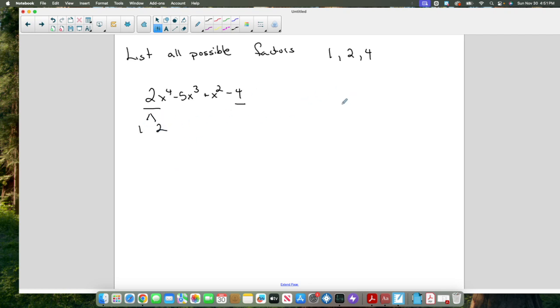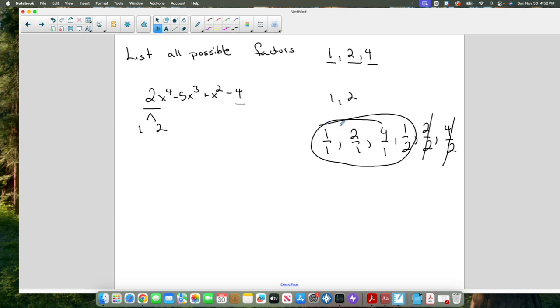So basically what we're trying to do is find the combinations of 1 and 2. That means we're going to divide each one of these by 1 and 2. So we've got 1 over 1, 2 over 1, and 4 over 1. Obviously that doesn't change anything. But then we say, okay, what is 1 over 2, 2 over 2, and 4 over 2? Well, in this case, 2 over 2 is 1, so it doesn't really matter. 4 over 2 is 2, so that doesn't really matter. So we only have 4 possible factors in this one. We just make sure we do that. Make sure it's very neat.